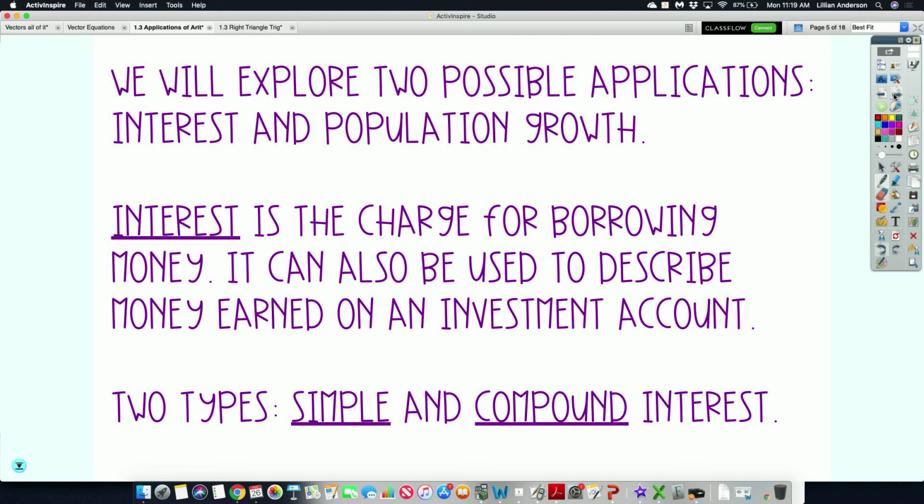Those are going to be dealing with interest and population growth. Okay. At least those are going to be the two that we're focused on today in class. And I do realize that arithmetic and geometric sequences and series go way beyond interest and population growth.